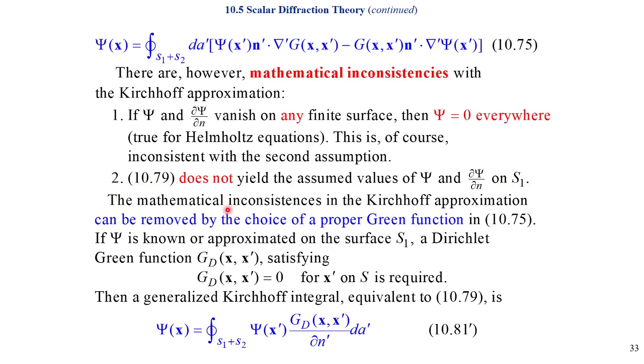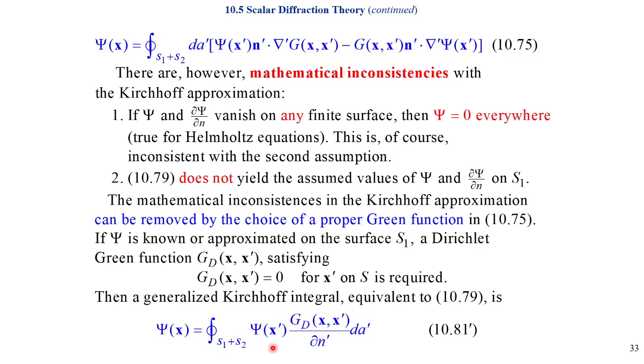The mathematical inconsistency in the Kirchhoff approximation can be removed by choice of a proper Green function. If you choose a proper Green function like this one, G_D, for x prime on S, then this one is 0. So all we need to do is consider this term. That can simplify the calculation a lot. But actually, we still prefer this one. Okay, I will show you.